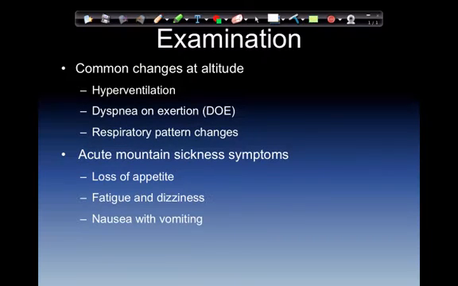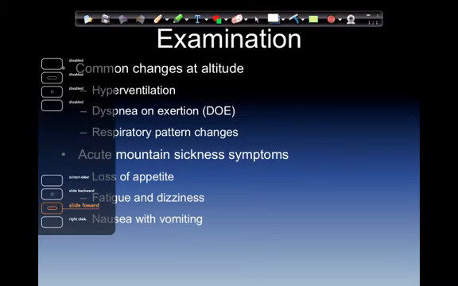On examination, common changes in altitude: hyperventilation, difficulty breathing, or dyspnea on exertion. Respiratory pattern changes with breath-holding episodes lasting up to 15 seconds. This would be like Cheyne-Stokes-like respirations. Acute mountain sickness symptoms: loss of appetite, fatigue and dizziness, and nausea and vomiting.